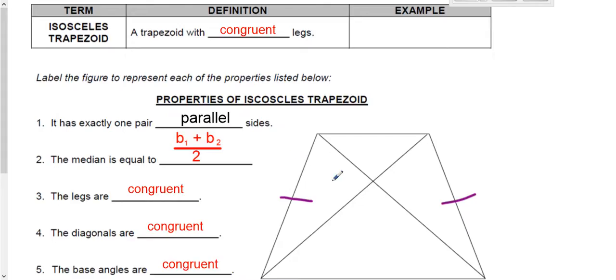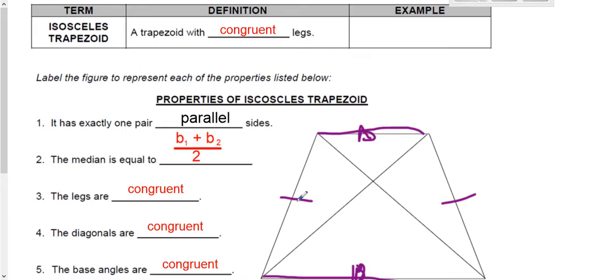All right, so here's our example. It has exactly one pair of parallel sides, just like any trapezoid. This side is parallel to this one down here. We can do the little triangle thing. A little messy here because I'm in a hurry.